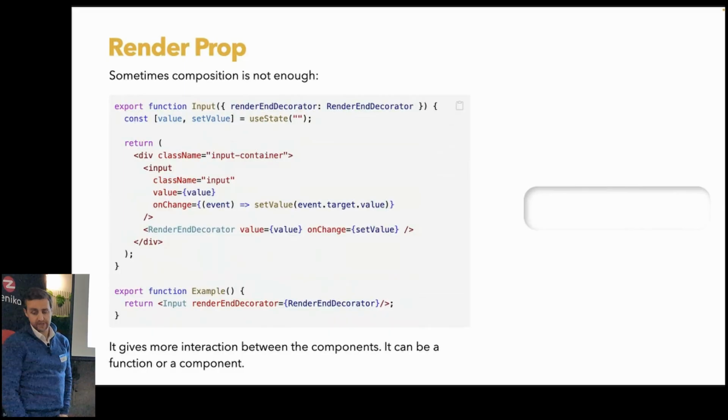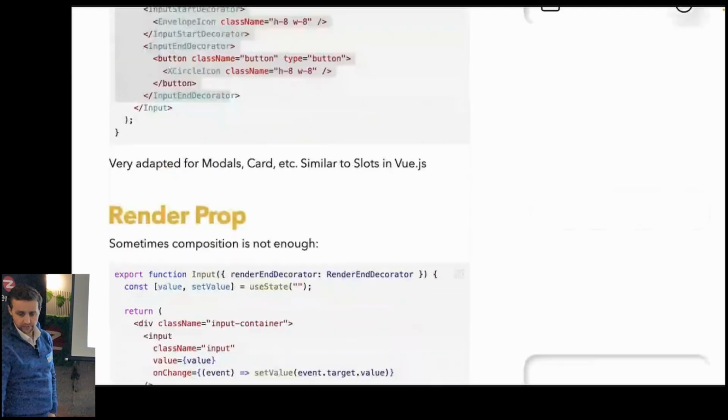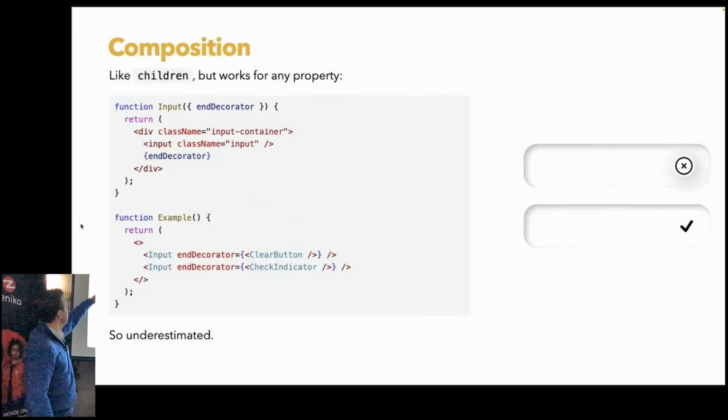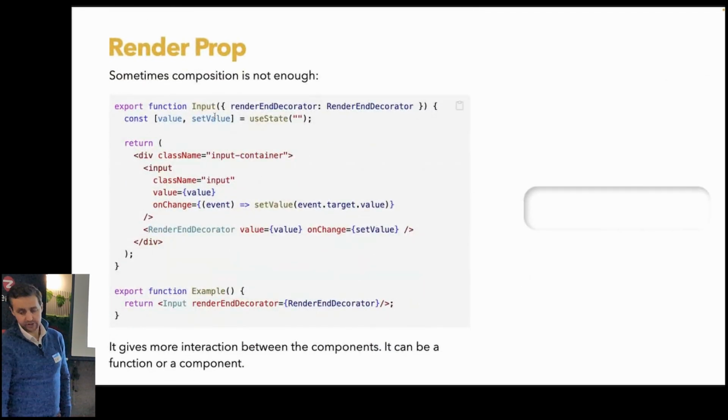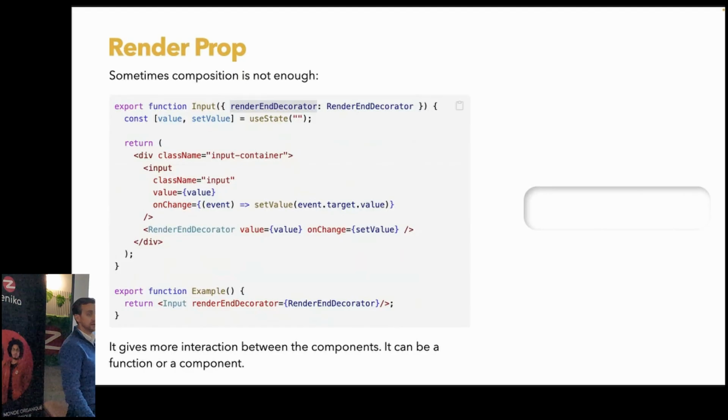Third pattern. Sometimes composition is not enough. You want to have some kind of interactivity. And when you see this version, the input cannot interact with this one. It can just render it or not render it, but that's all. No interaction. So this one is easy too. You have one property, and in fact the property is not a React node, it's a React component. So when it's a React component, I can just call it like this. But the nice thing is I can provide some properties.